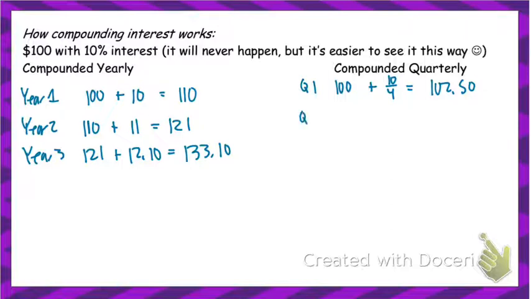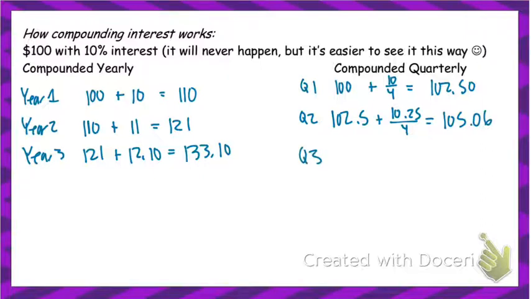Well, now when I do my second quarter interest, I'm still going to do a quarter of the 10%, but it's a quarter of the 10% of $102.50. So that quarter of that 10% is $10.25. So that's my 10%, and I get a quarter of it. So that's going to give me $105.06.